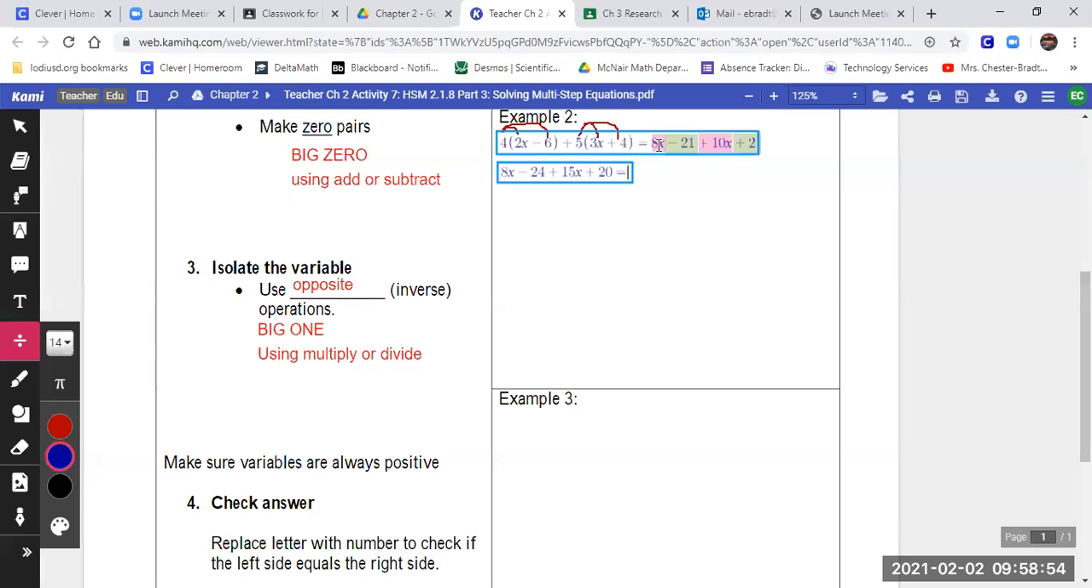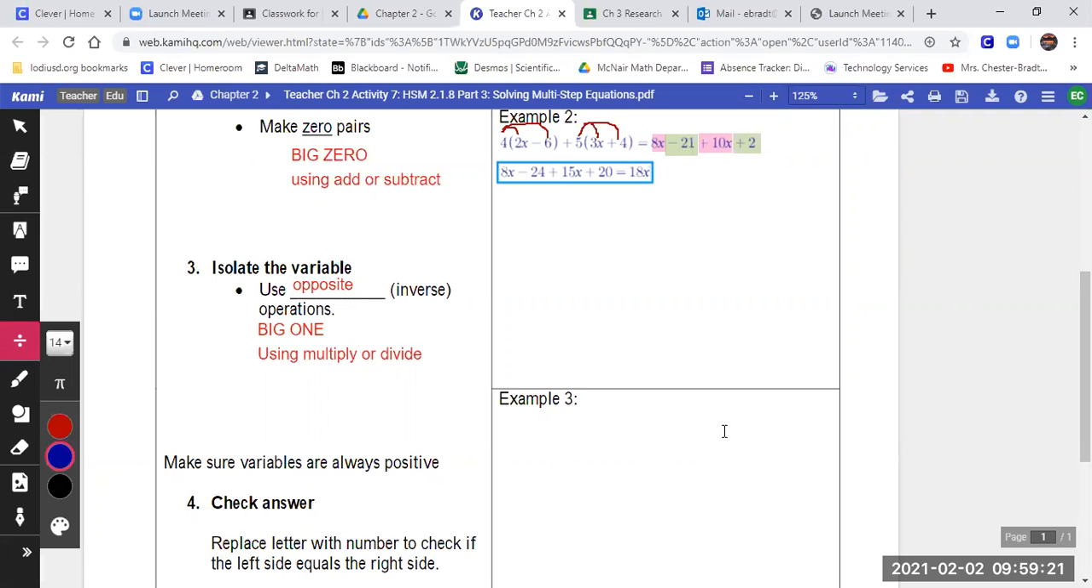Now we have an 8x that's combining with a 10x. Are they the same sign or different signs? An 8x with a positive 10x. Same sign. So we're going to combine them. 8 plus 10, 18x.